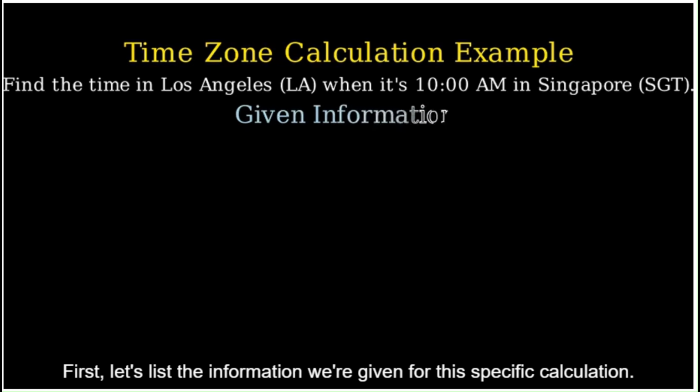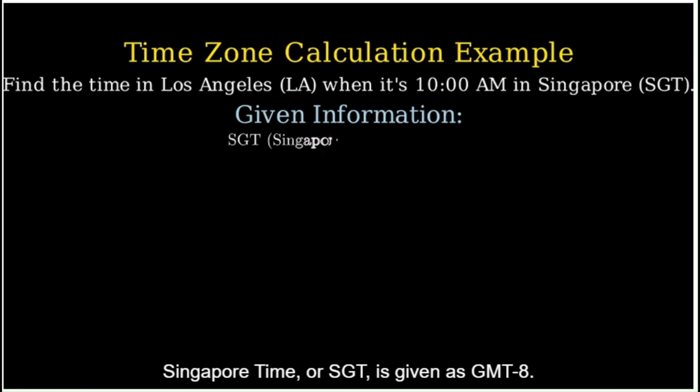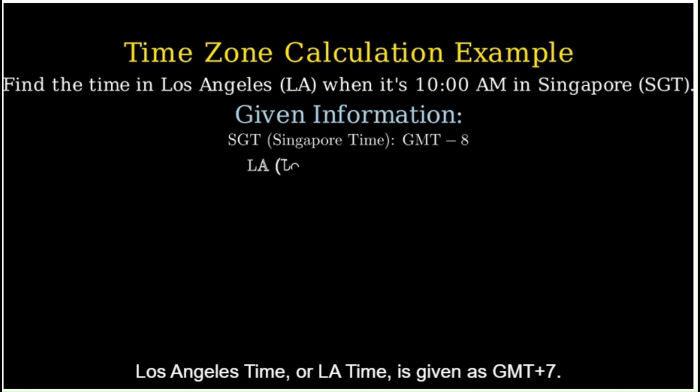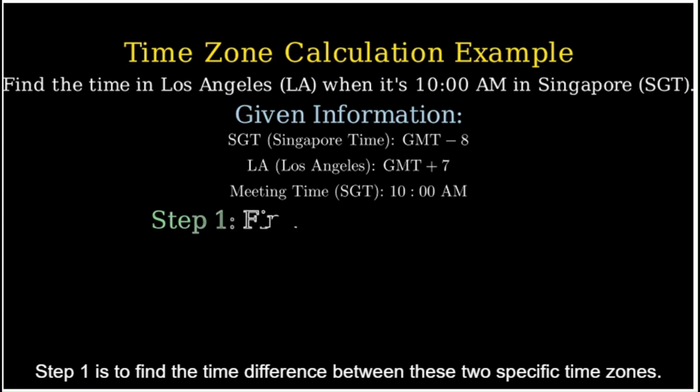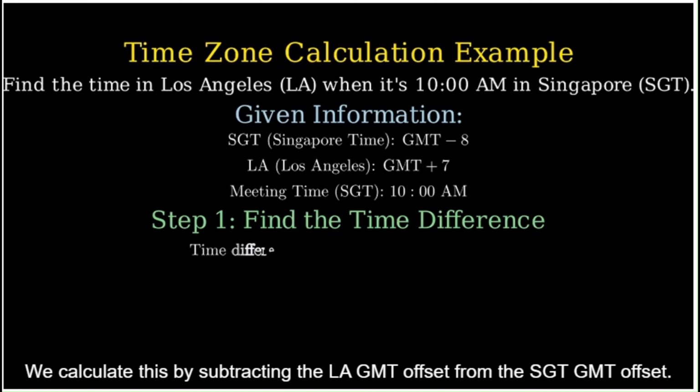First, let's list the information we're given for this specific calculation. Singapore time, or SGT, is given as GMT minus 8. Los Angeles time, or LA time, is given as GMT plus 7. The meeting time in Singapore is 10 a.m. Step 1 is to find the time difference between these 2 specific time zones. We calculate this by subtracting the LA GMT offset from the SGT GMT offset.